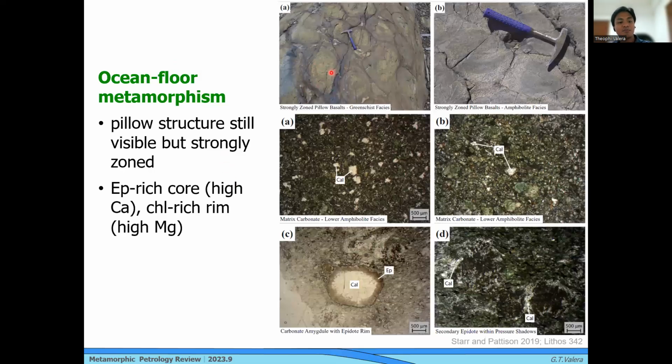These are pillow lavas. Basically, kita pa yung pillow structure nila. But we can see the discoloration of the core, which is more yellow compared to the rim, which is more red. And the reason for that is the core is now more epidotized, so nadagdagan siya ng calcium, whereas the rim is more chloritized, so nadagdagan siya ng magnesium. So chlorite-rich yung rim natin, higher magnesium, whereas yung core is more rich in epidote.